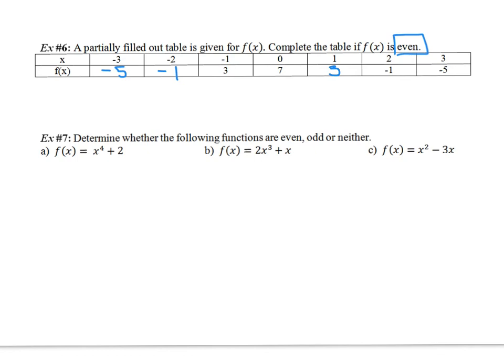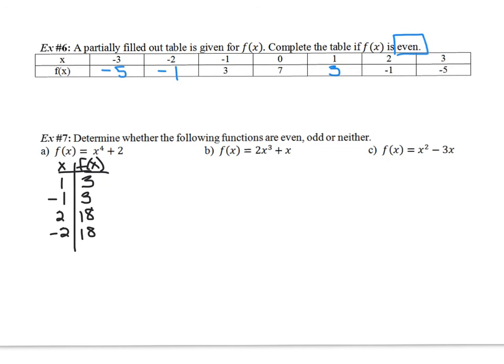And to finish up, we're given 3 different functions, and we want to decide, are these functions even, odd, or neither? Now for the first one, I'm going to go ahead and make a table of values like we have in the past, because that's really a good way to start out to decide whether my function is even, odd, or neither. When I substitute 1 in, I see that I'm getting an answer of 3. Substituting negative 1 in, I also get an answer of 3. When I substitute 2, I'm getting 18. And when I substitute negative 2, I'm also getting 18.